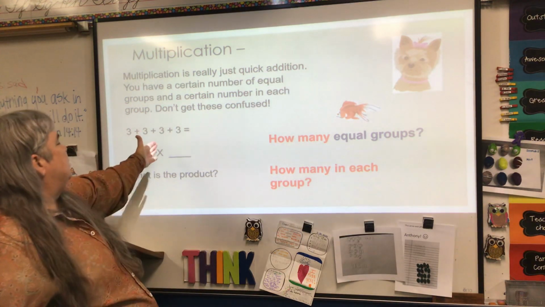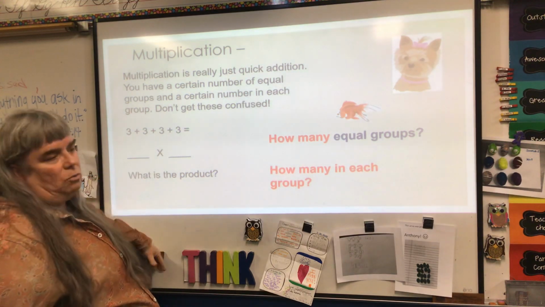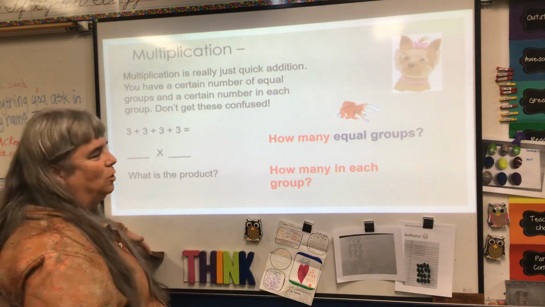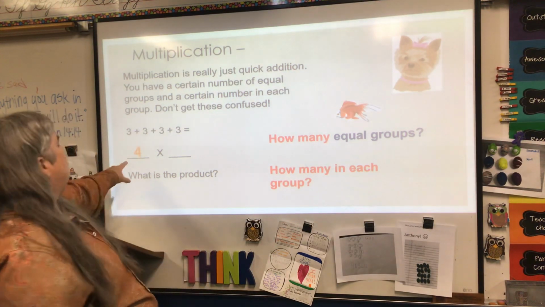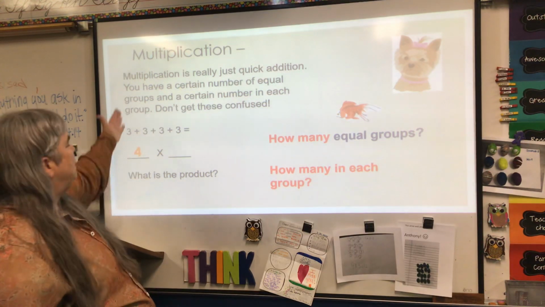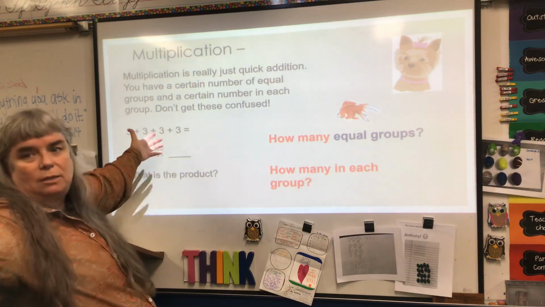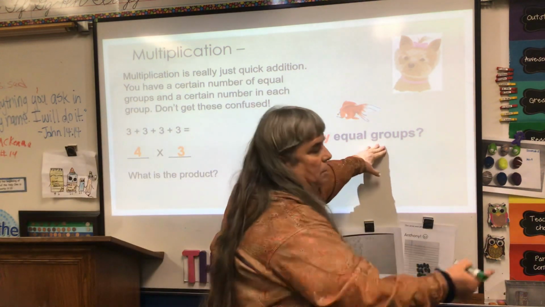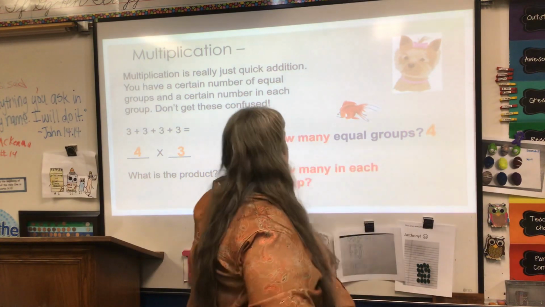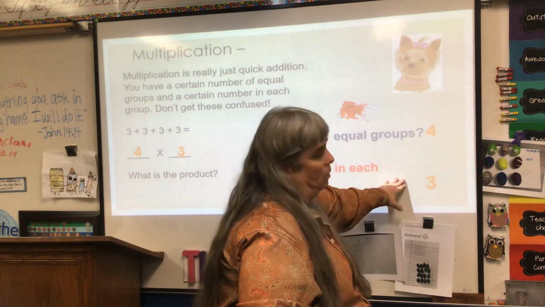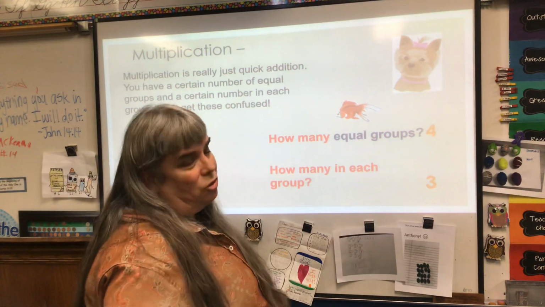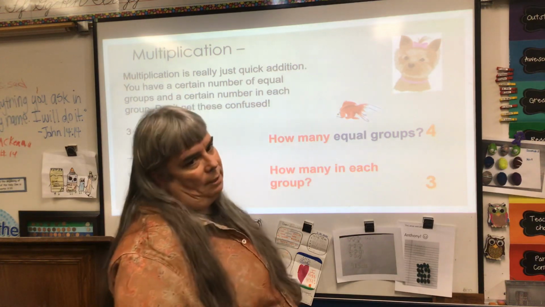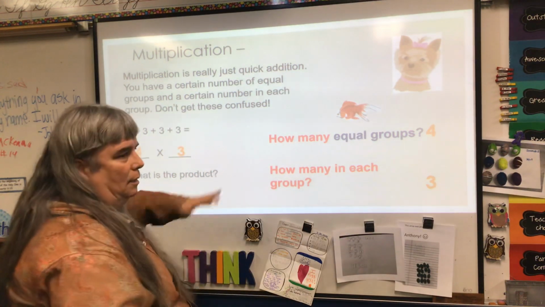So 3 plus 3 plus 3 plus 3, how many equal groups? 4. So 4 goes first. And then how many in each group? 3. Okay, so once again, how many equal groups? 4. How many in each group? 3. If you're not sure about that on the first 2 problems on your test, go back and look at this again, have mom look at this again.